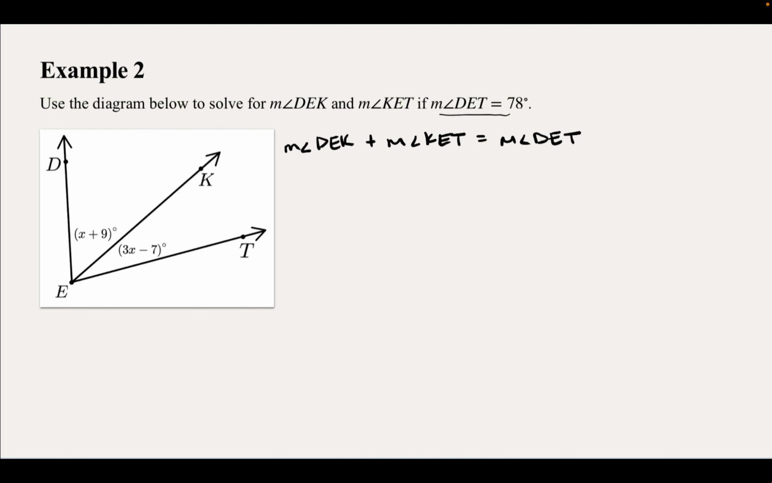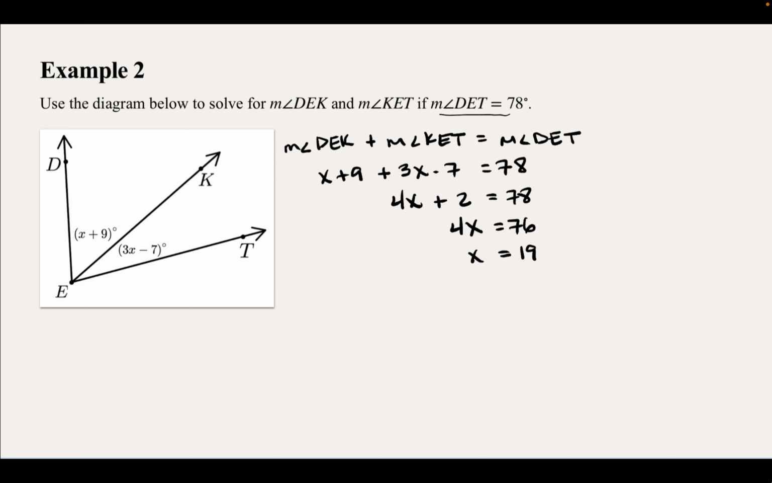So I'm going to substitute what I know. DEK is x plus 9. KET is 3x minus 7. DET is 78. And if I combine my like terms, I get 4x plus 2. Go ahead and subtract 2 on both sides, and divide by 4. So I get x equals 19.